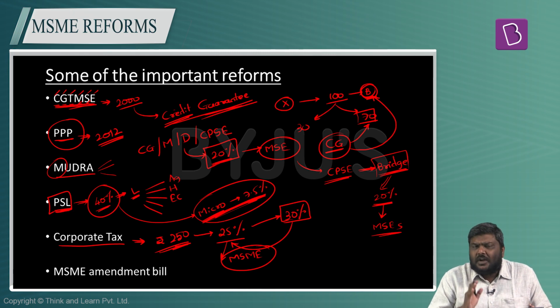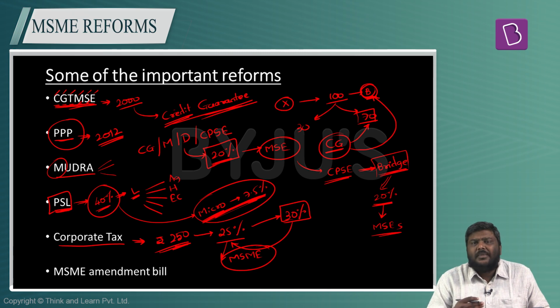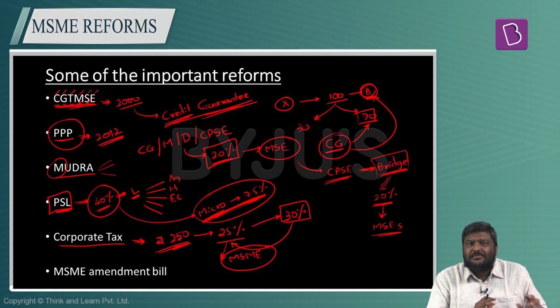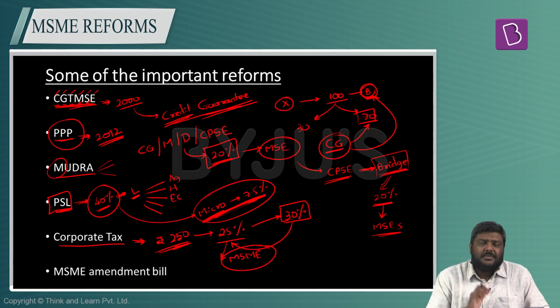And finally, the Government of India very recently has announced an MSME amendment bill, which is going to amend the MSME Act and change the definition for MSME, which I've already mentioned in the previous slide. So these are some of the important reforms which have been announced by Government of India and which will have a huge impact on the MSME sector.